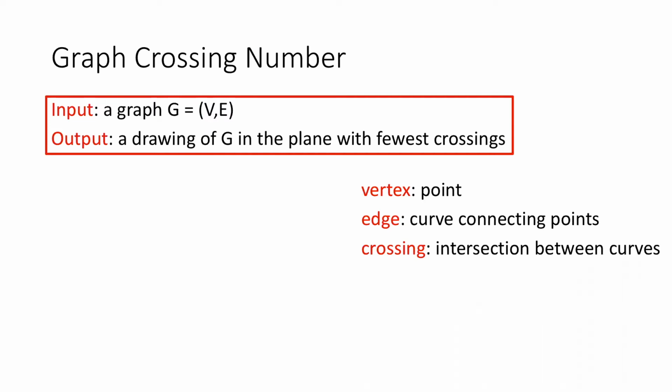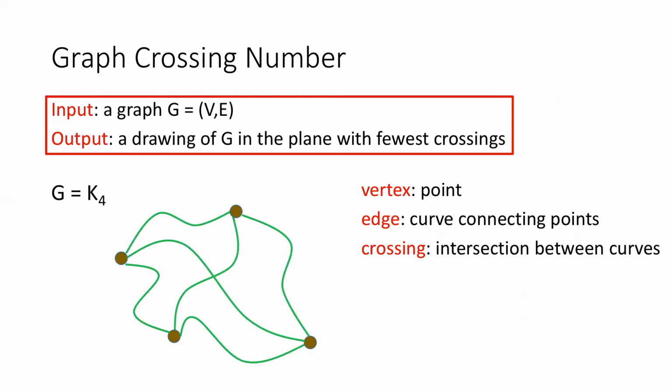So what do we mean by a drawing of the graph? The definition is kind of straightforward. We simply draw vertices as distinct points in the plane, and we draw edges as curves connecting the points that correspond to the endpoints of the edge in the graph. And a crossing is simply an intersection between two curves. For example, if the input graph is K4, a complete graph on 4 vertices, then this is a drawing of K4 in the plane. Its drawing contains only one crossing.